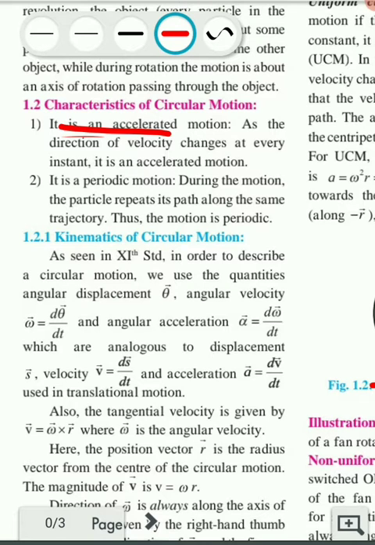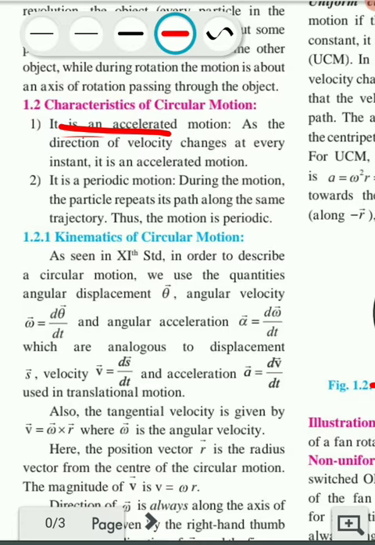Its magnitude is always constant, but its direction is not constant. When the position of the object in circular motion changes, the corresponding direction of velocity also changes, but the magnitude does not change. So at all positions, the particle has a different direction. So it is called accelerated motion.